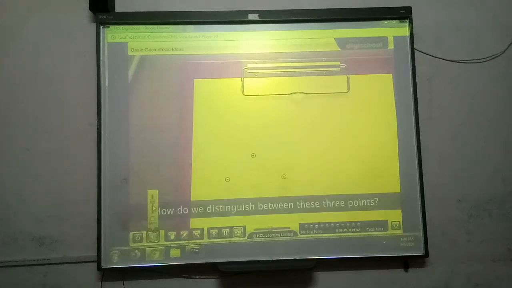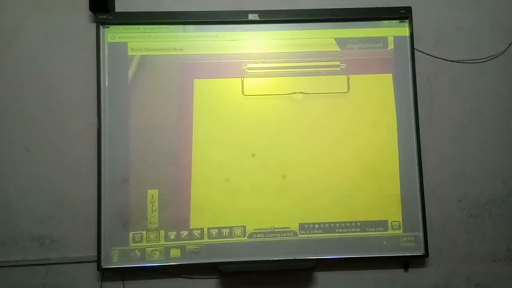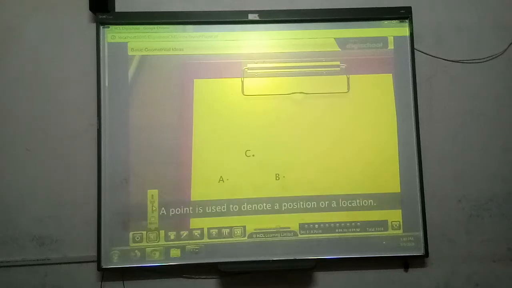But how do we distinguish between these points? Simple. We name them. Single capital letters are used to name points. The letters are written next to the points. This is point A, this is point B, and this is point C. A point is used to denote a position or a location.